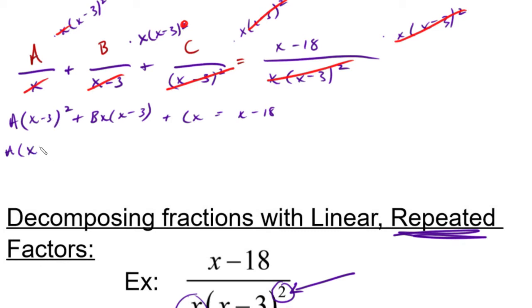I'm going to start treating you guys like your Algebra 3 students. So this would be x squared minus 6x plus 9 plus bx squared. Now I'm distributing in here. Bx squared minus 3bx plus cx equals x minus 18. Now I'm going to distribute the a into each piece here.